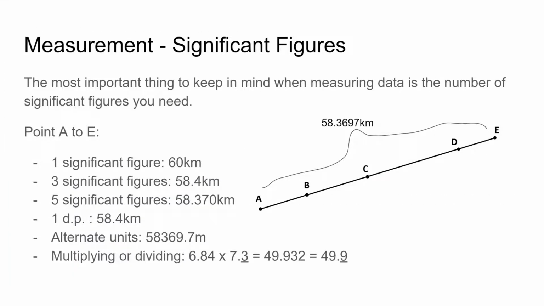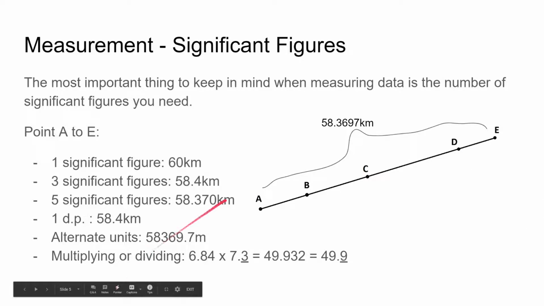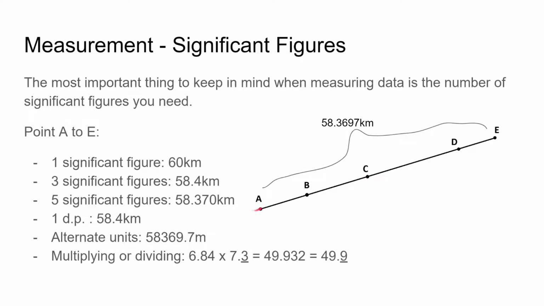So I think the first important thing which we need to know when we're measuring something is how many significant figures we calculate something to, or how many decimal places we round something to. I'm sure most of you by now would know rounding, so I won't be going over that specifically. But let's say we look at this example here. We have a sort of line stretching from A, B, C, D to E.